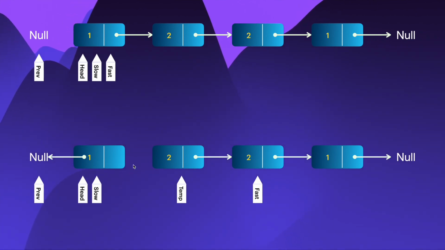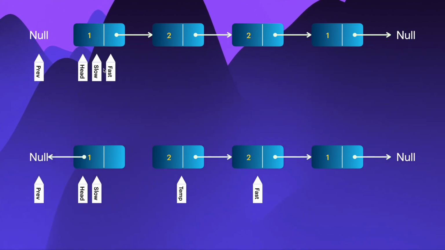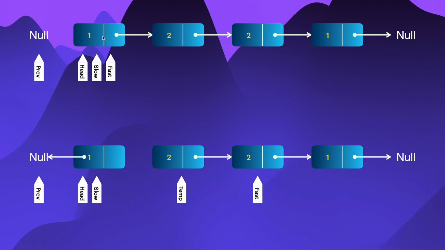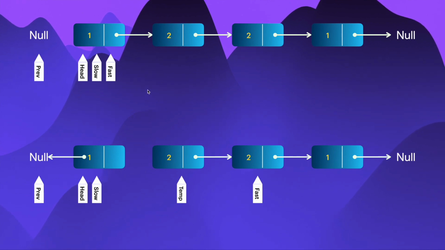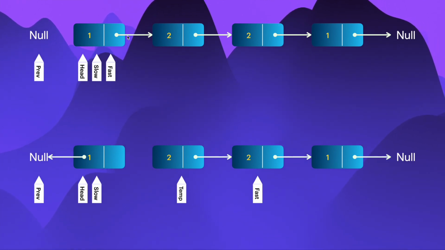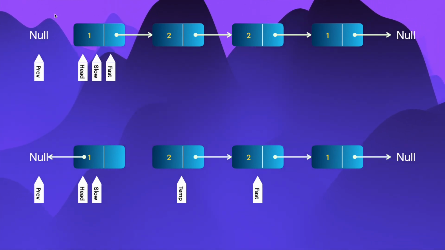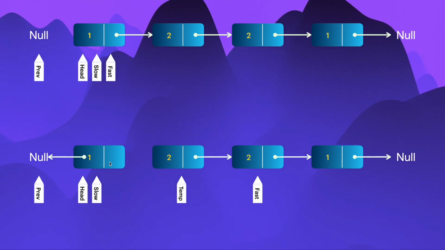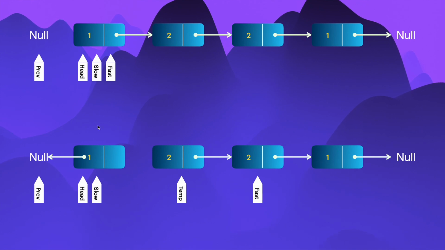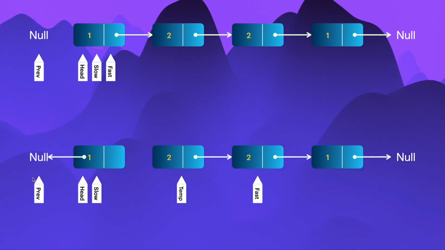Now what we will do is simply change the link. You can see that the first node's next property is pointing towards the second node. So we will reverse this link to the null. Slow pointer's next is going to point at the previous pointer. Previous is null here.